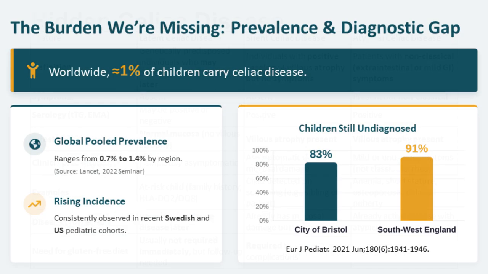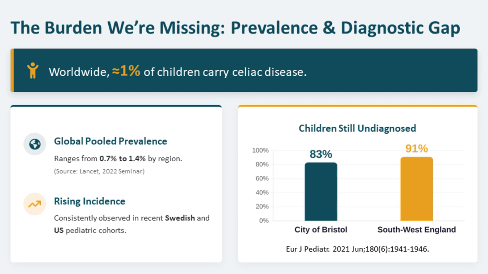If we look at hidden celiac, almost worldwide, 1% of children are supposed to be having celiac disease. So we are missing out on a lot of patients. And the global pooled prevalence ranges from 0.7 to 1.4% by region. Recently, there has been an increased observation of celiac among the Swedish and the US pediatric cohorts. Probably in India also, we are missing out on a lot of patients.